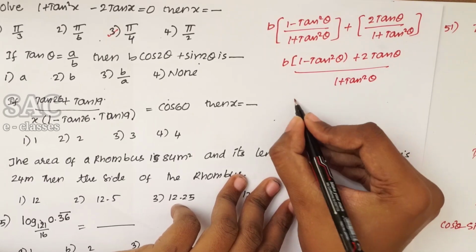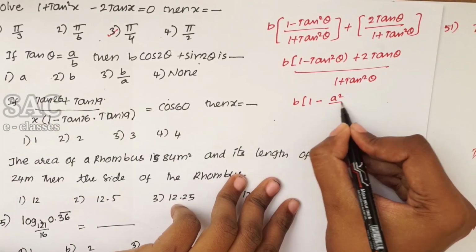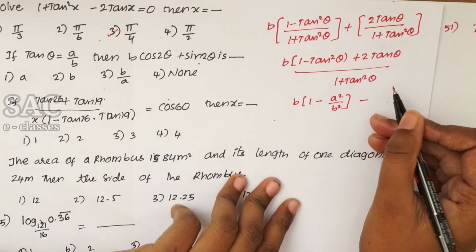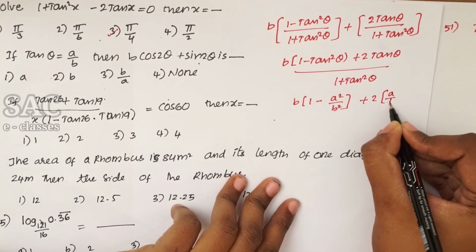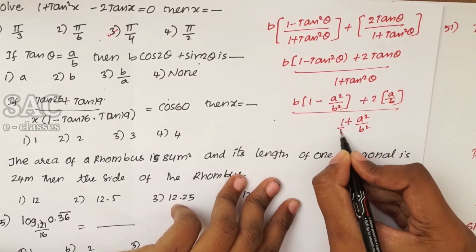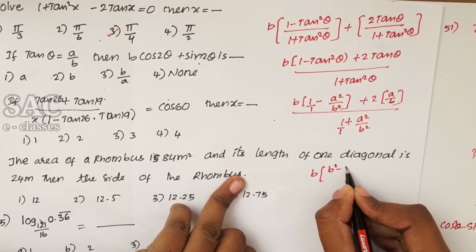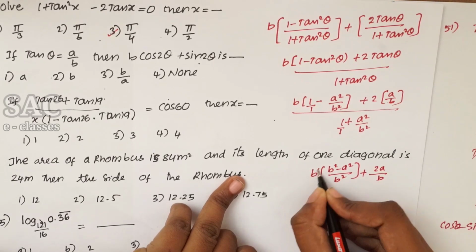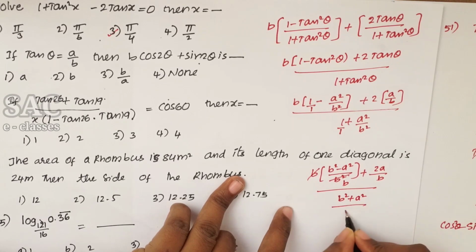Let's simplify. B into 1 minus, we know tan theta is a by b. So tan square theta is a square by b square. Then the value is b into 1 minus a square by b square plus 2 into a by b, by 1 plus a square by b square. B into b square minus a square by b square plus 2a by b, by b square plus a square by b square.